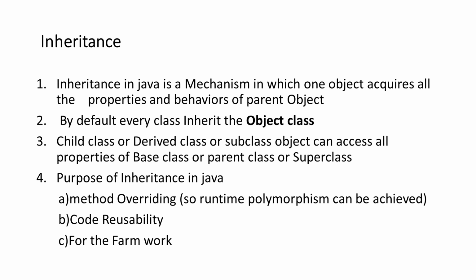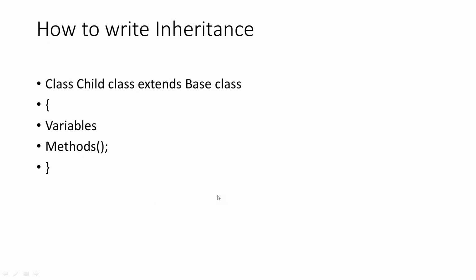Now, when you look at this, we know that inheritance in Java is a mechanism in which one object acquires all the properties and behavior of the parent class. You know that by default every class inherits the Object class. What is the purpose of inheritance in Java? Method overriding or runtime polymorphism can be achieved, and code reusability of the framework. Okay. Next, how to write inheritance.